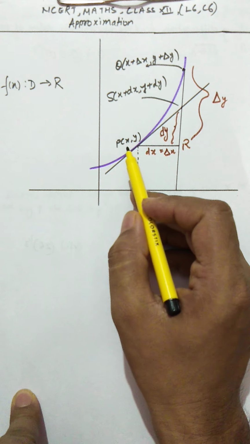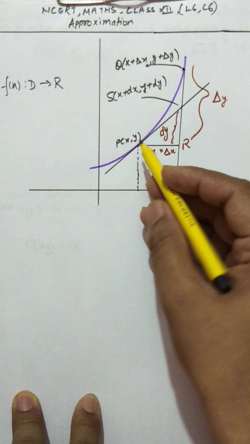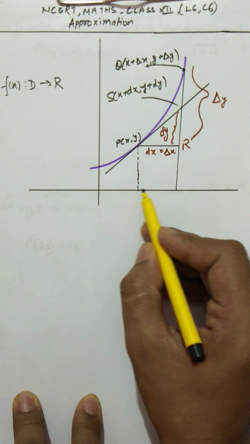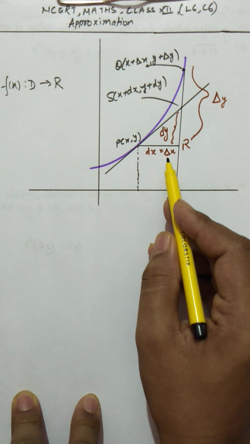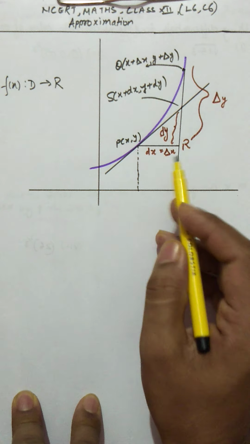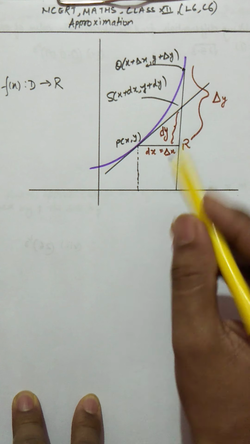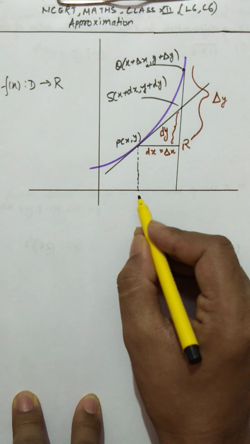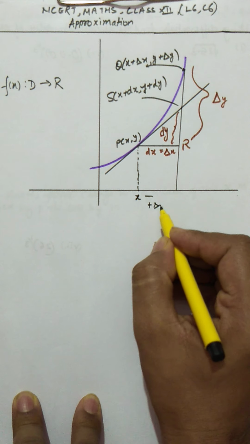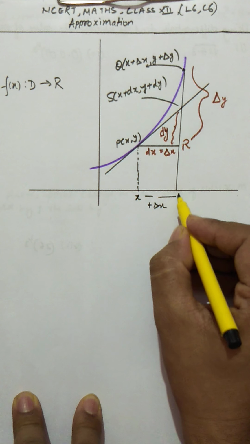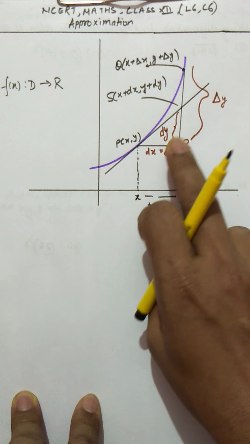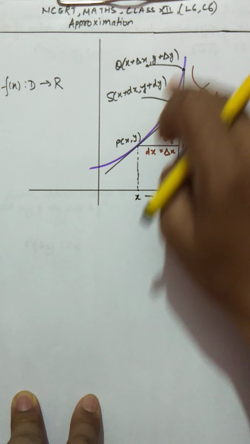Initially we are taking this as P(x, y), and this point Q, which is x plus delta x. In limits we normally use h, but here in this approximation chapter we are using that as delta x. So this is delta x, meaning a small change. This is your x, and you add delta x, so this is going to be your x plus delta x. So this is something you can see.